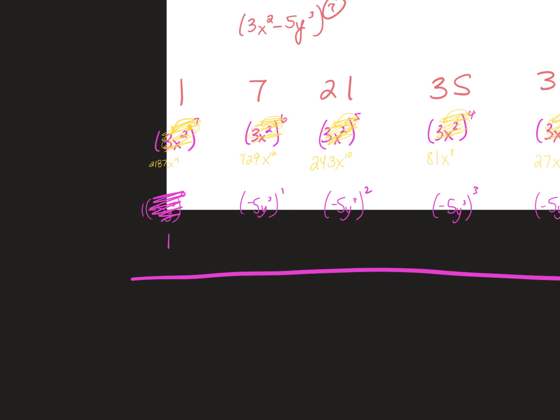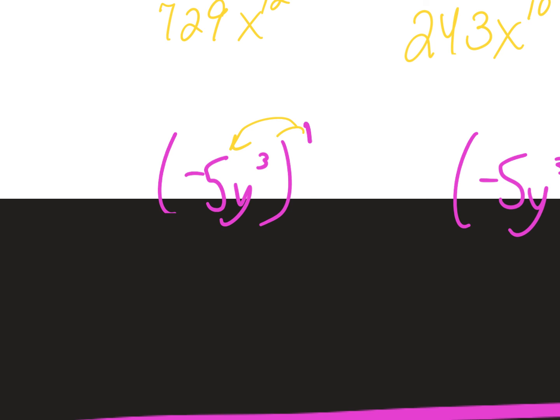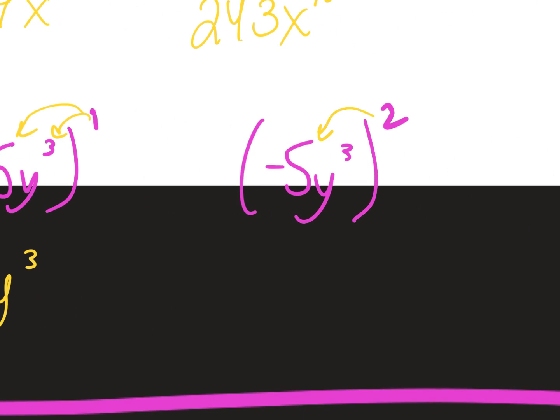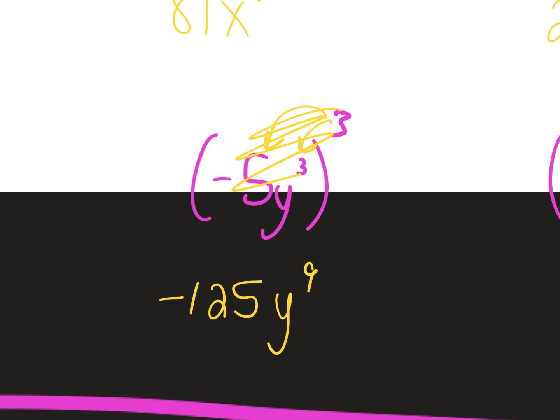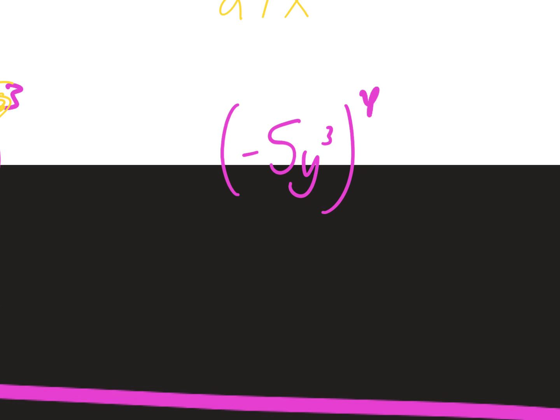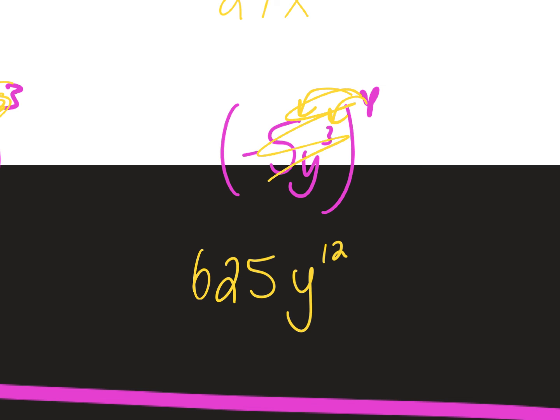I'm going to do the same thing. I'm going to take my 1: negative 5 y cubed. Correct? So then I'm going to take my 2. I'm going to square negative 5, which becomes positive 25, and 3 times 2 gives me y to the 6th. Now I'm going to take 3. Negative 5 to the 3rd power gives me negative 125, and 3 times 3 is y to the 9th. Take my 4. I have negative 5 to the 4th power, which is what? 625? And then y to the 3 times 4 is 12.